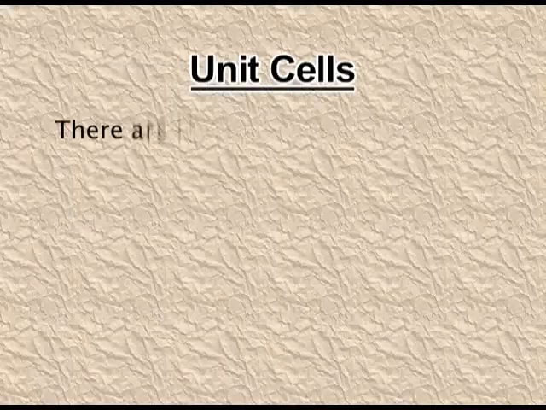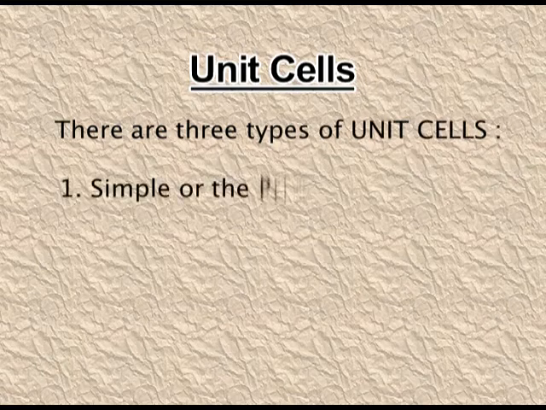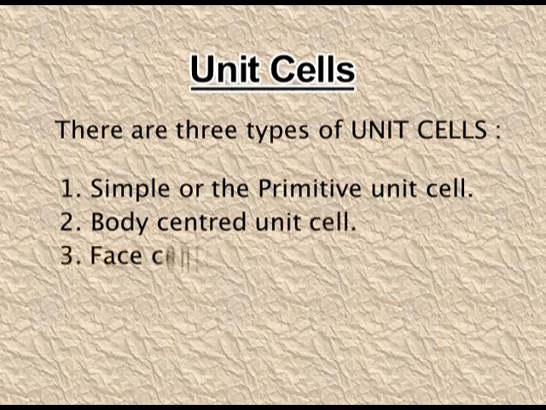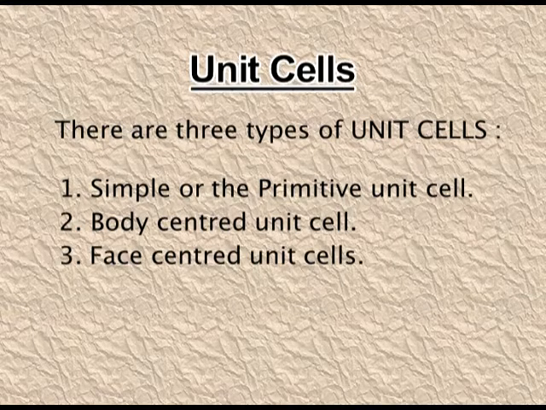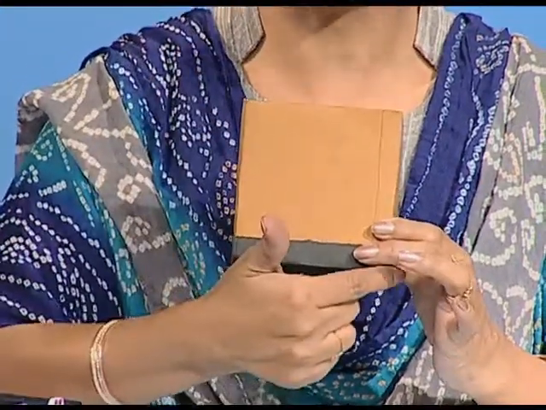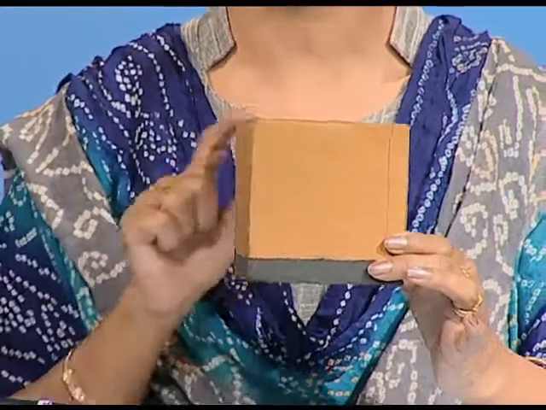There are 3 types of unit cells: the simple or primitive unit cell, the body-centered unit cell, and the face-centered unit cell. All these three types depend upon where the constituent particles are situated. Let's discuss each one by one. In the simple unit cell, the constituent particles are situated only at the corners. There are 8 corners, we know that, and the constituent particles will be only at these corners.